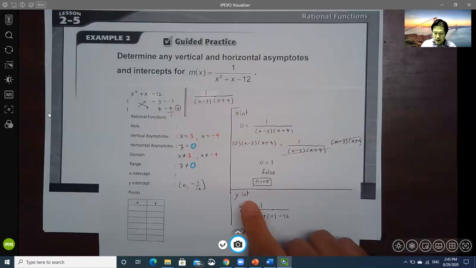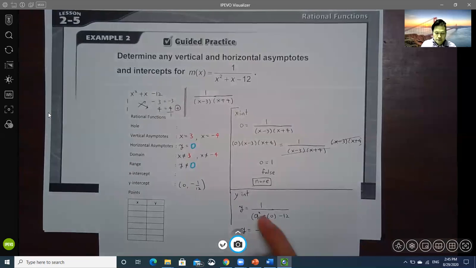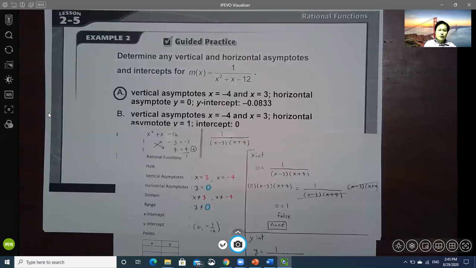Y-intercept, we plug in x equal to 0. We got this. So that's how you get the answer.